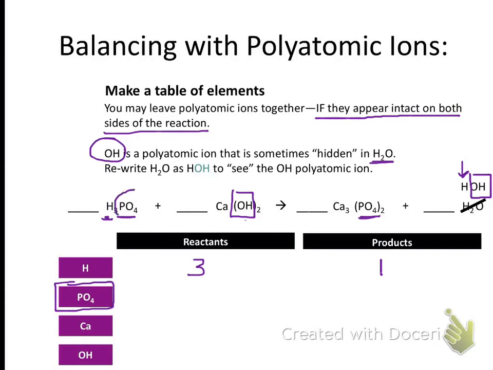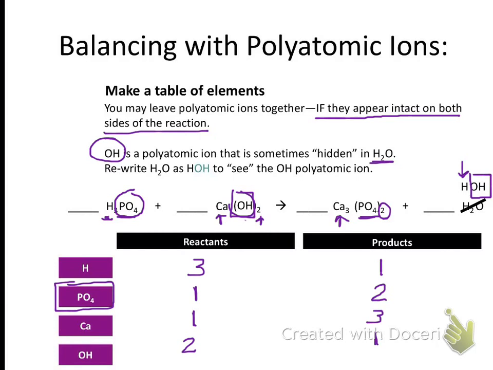PO4s, so we want to know how many PO4s we have. On the reactant side, we have 1. On the product side, the subscript 2 tells us we have 2. Calcium, Ca, we have 1 on the reactant side. On the product side, we have 3. And then finally, hydroxide. On the reactant side, the little subscript 2 outside the parentheses tells us we have 2. Over here, the OH in the water, we have 1. So it looks like there's a whole lot of balancing to go on here. Not much is equal yet.